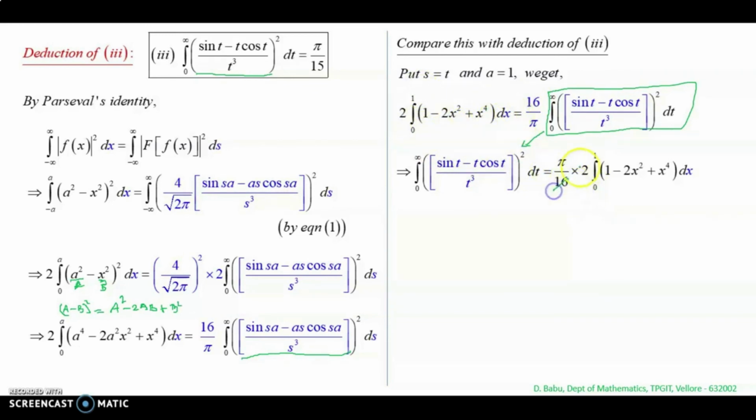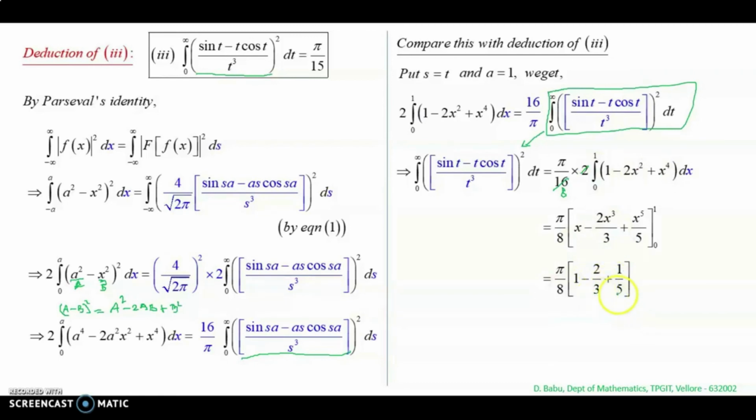This is equal to pi by 8. Now integrate. Integration of 1 is x, integration of x square is x cube by 3, integration of x power 4 is x power 5 divided by 5. Apply the limits 0 to 1. So pi by 8 times 1 minus 2 by 3 plus 1 by 5.